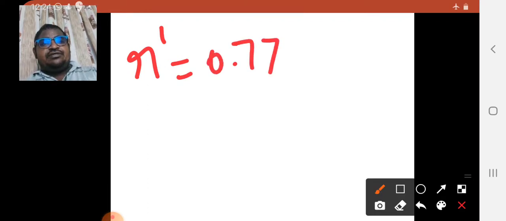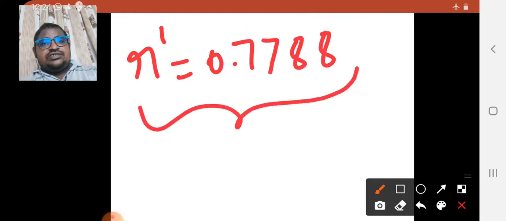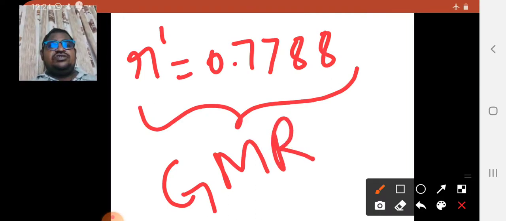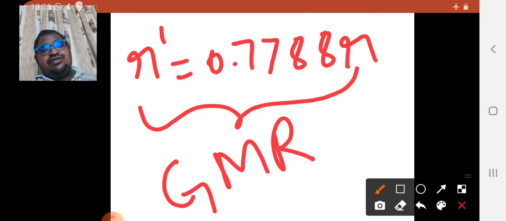And here we have written one term. What is that? R dash. R dash is equal to 0.7788 into R. This is also considered as the geometric mean radius. So the geometric mean radius R dash is equal to 0.7788 into R.